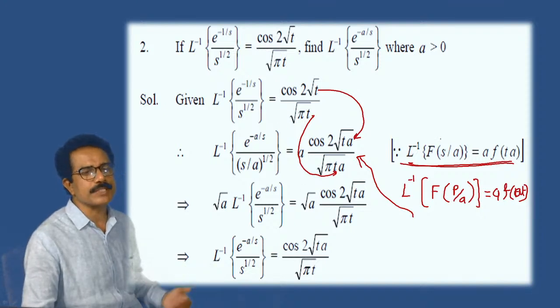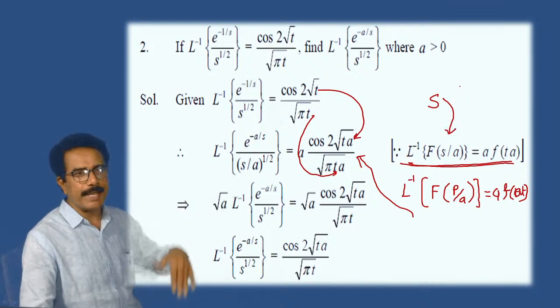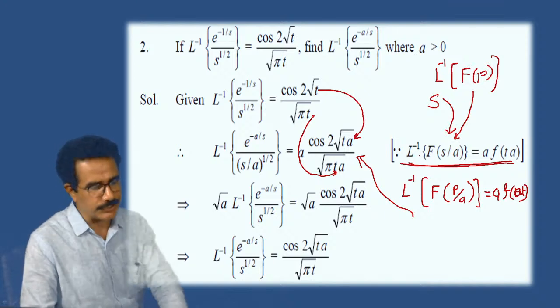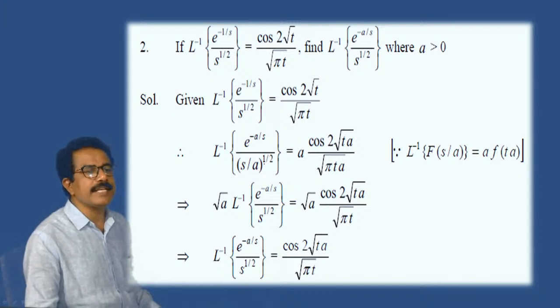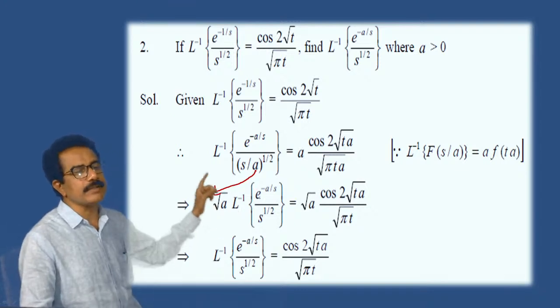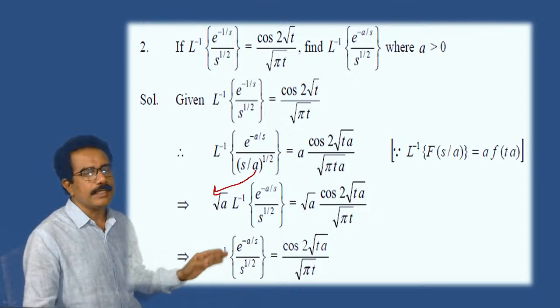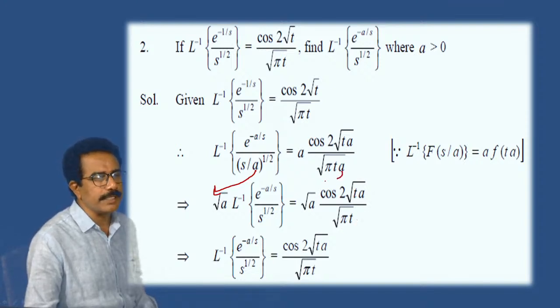That is, instead of s, we have to shift s as s by a, or p as p by a. L inverse of capital F of p, that means we have to write p by a in this way. So we will get this result. Now here in this case a raised to 1 by 2 is a constant, so we can take it out of L inverse. Then the remaining term is L inverse of e raised to a by s divided by s raised to 1 by 2, root a into cos of root, again root of t into a divided by, here this root a we can take out of this bracket, so root a.